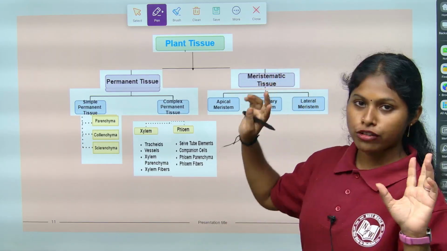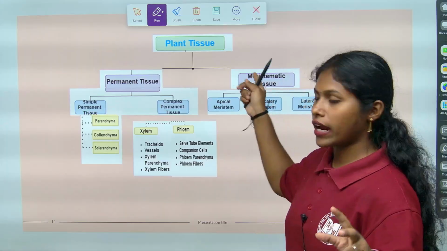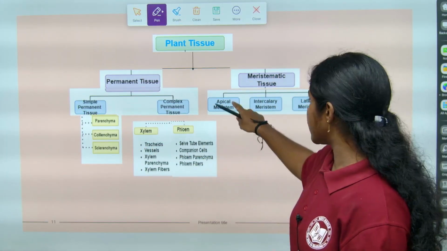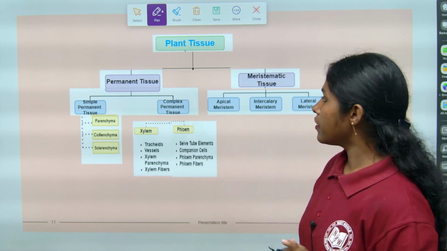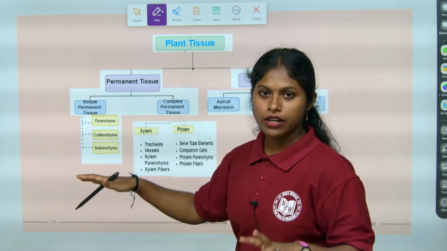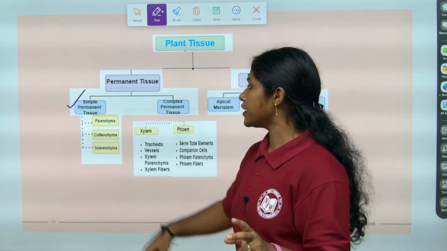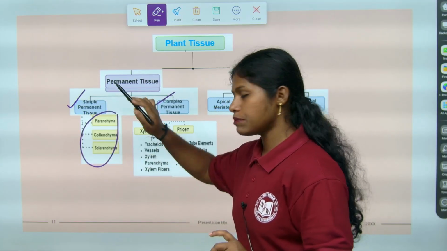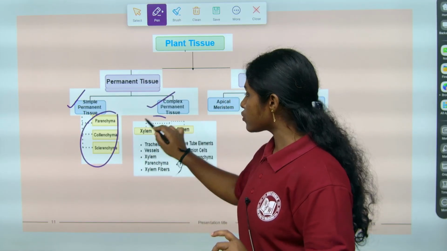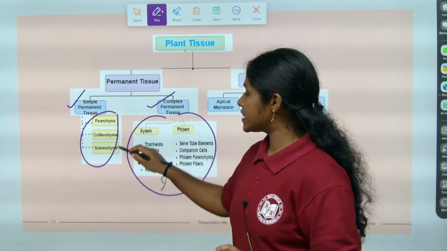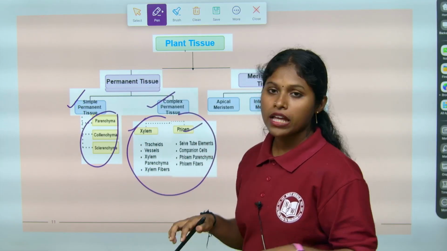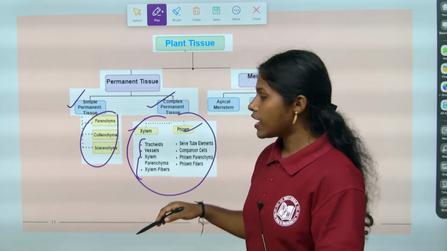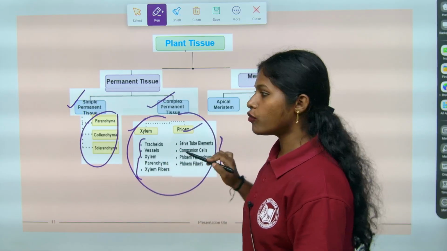In the first, plant tissues are of 2 types. One is meristematic tissue, another one is permanent tissue. Meristematic tissues are of 3 types: apical, intercalary and lateral, right? Coming to the permanent tissues, there are 2 types. One is simple permanent tissue, next one is complex permanent tissue. Simple permanent tissues are of 3 types, right? Complex permanent tissues are of 2 types, xylem and phloem. Xylem is classified into 4 types and also phloem is classified into 4 types, right children?